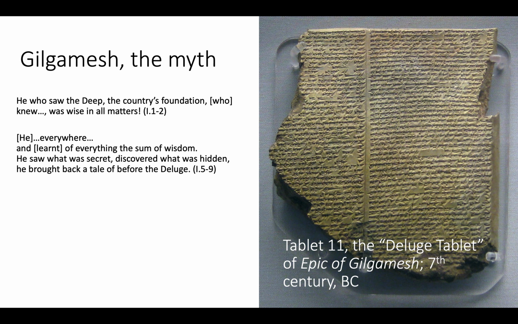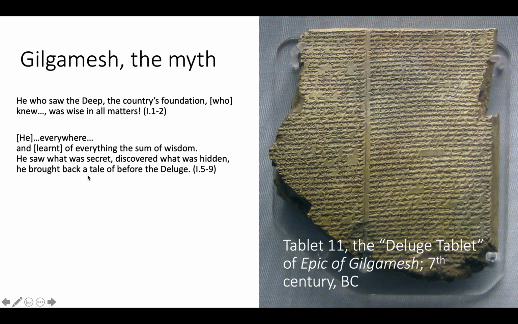So this is cryptic right now. You probably don't know what this is talking about, but you will learn what these lines are referring to. The deluge in particular is the word for flood. But here we can deduce that Gilgamesh is all-knowing. He knew the sum of all wisdom beyond what's possible to know. He saw what was secret. What is secret? He discovered what was hidden. What was hidden? These are clues given to us, foreshadowing the knowledge that we'll come to have of Gilgamesh.